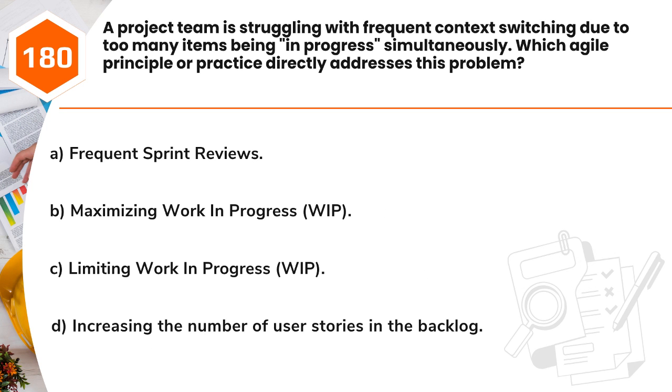Question 180. A project team is struggling with frequent context switching due to too many items being in progress simultaneously. Which Agile principle or practice directly addresses this problem? A. Frequent sprint reviews. B. Maximizing work in progress (WIP). C. Limiting work in progress (WIP). D. Increasing the number of user stories in the backlog.